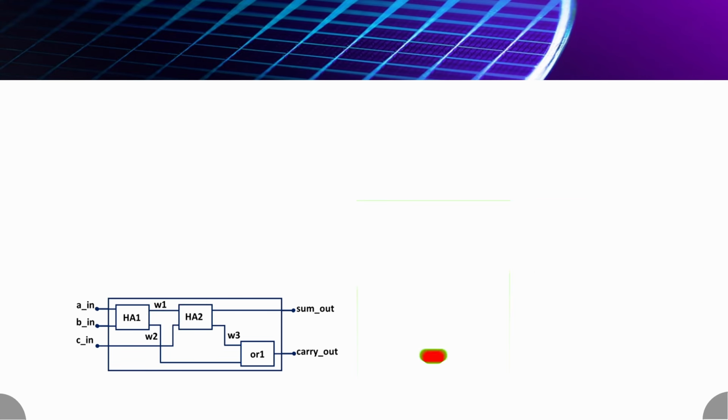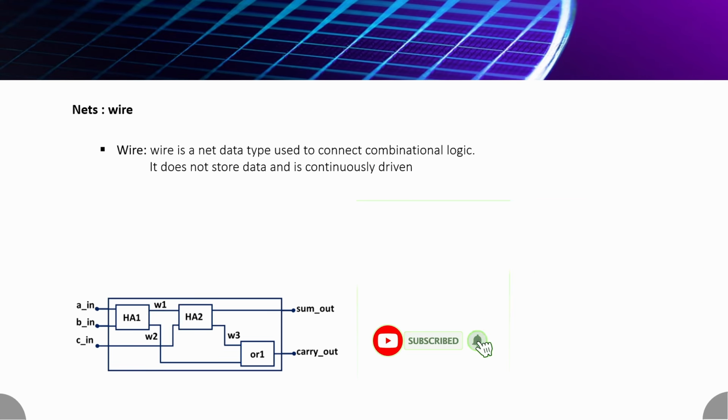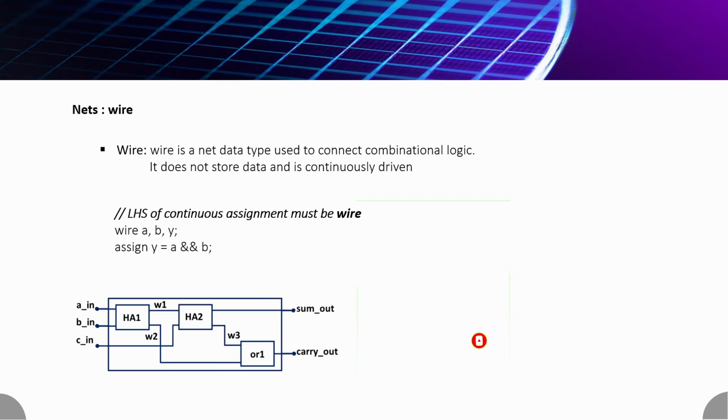So let's start with nets, and the most commonly used net in Verilog is wire. A wire represents a physical connection similar to a metal wire in real hardware. Very importantly, a wire cannot store any value. Instead, it continuously reflects the values driven by the logic connected to it.